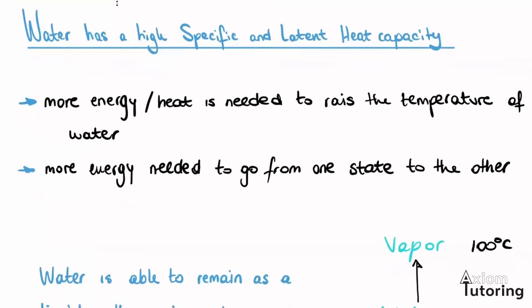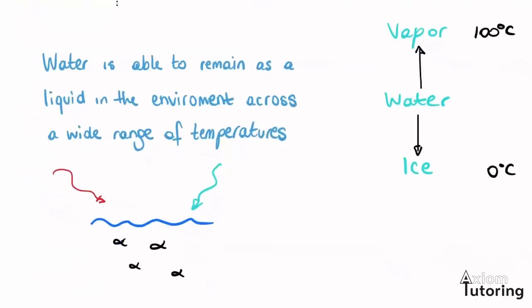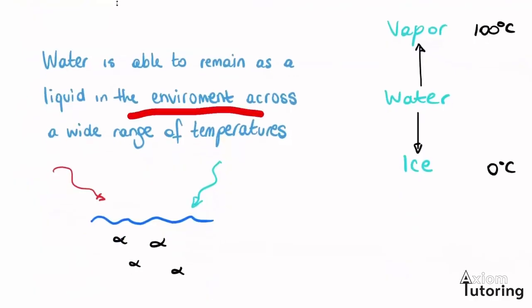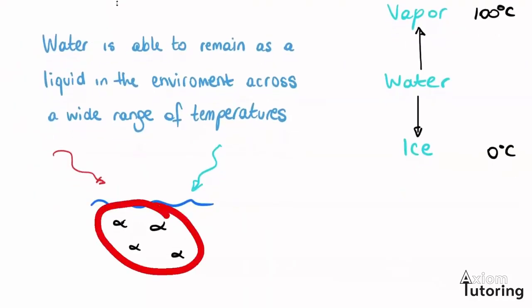So in biology, this is important because it means that water is able to remain as a liquid in the environment across a wider range of temperatures, which means that aquatic life are able to survive in bodies of water because the water doesn't freeze as easily as other substances.